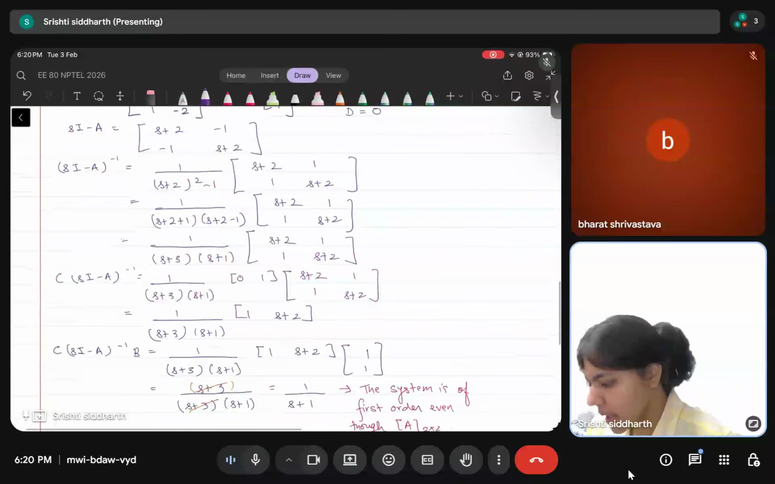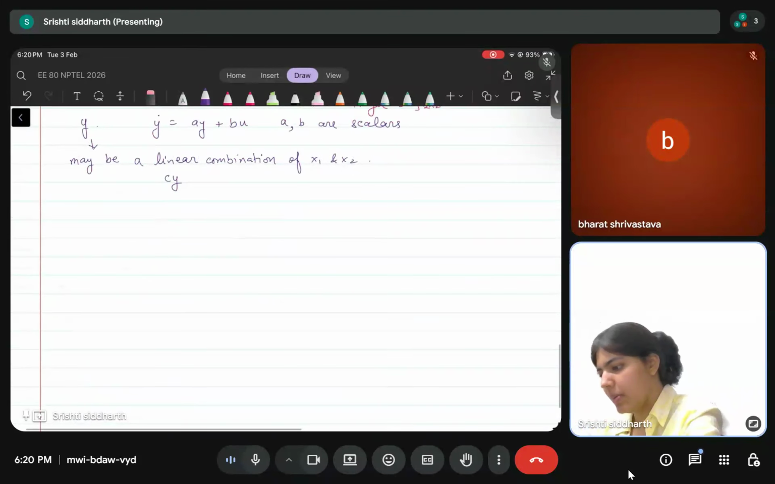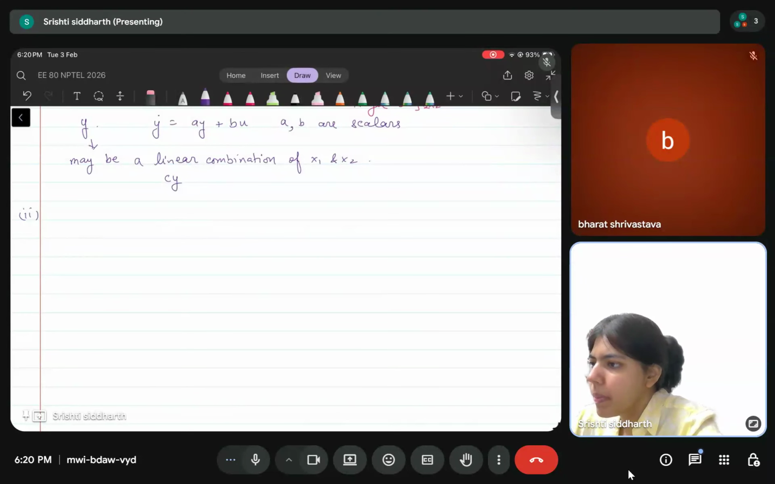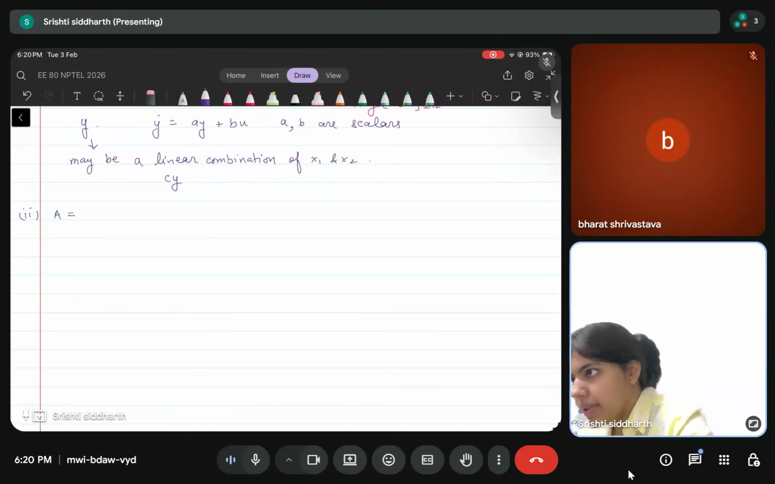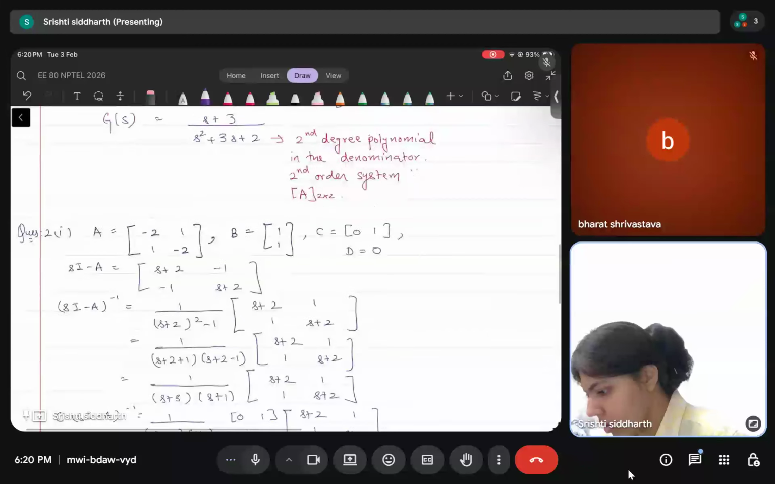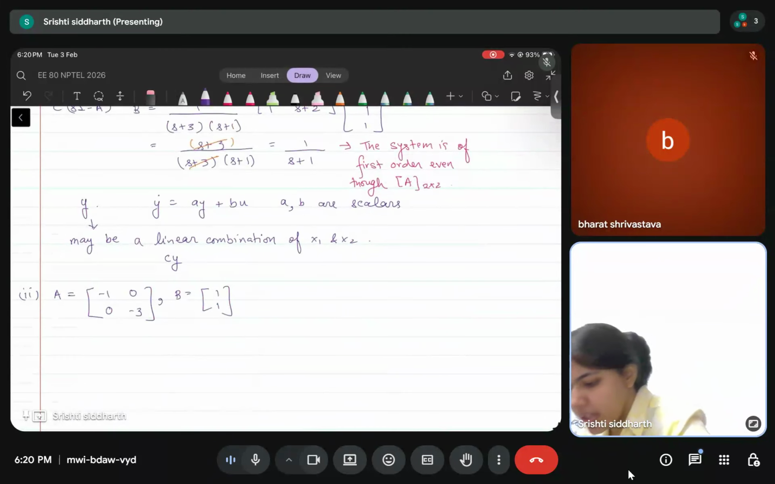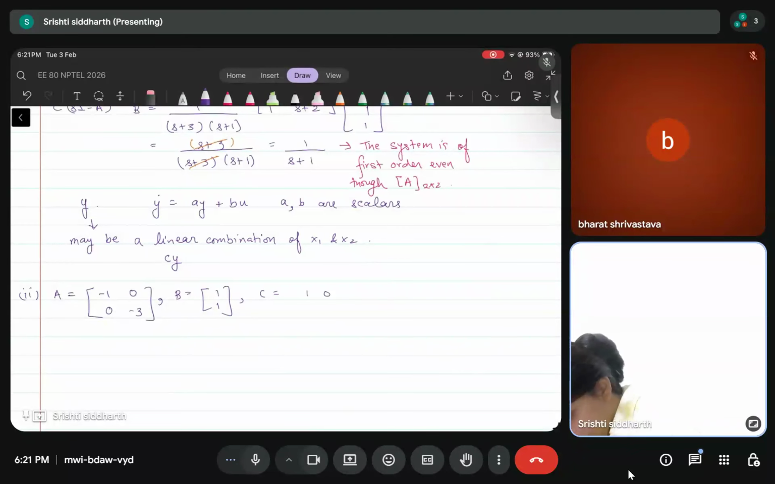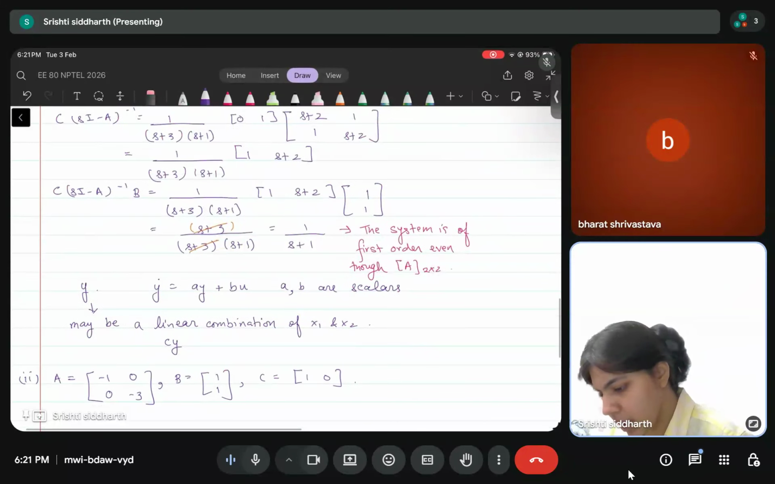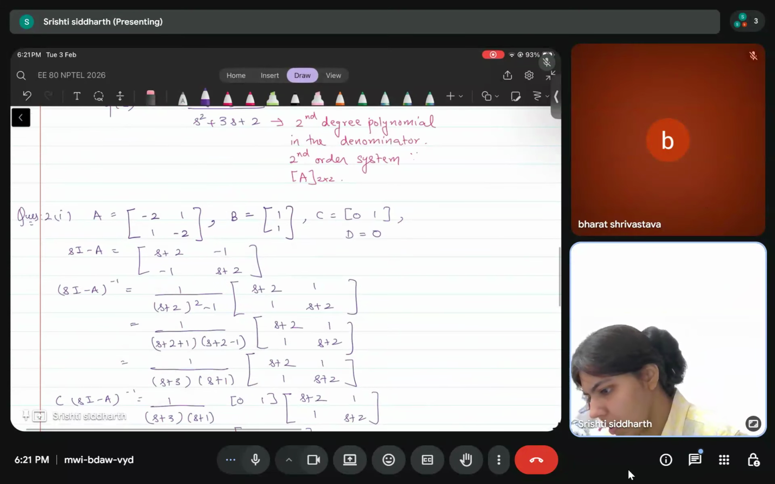Let's look at the second part of this question. We again have the ABCD matrices. A is -1, 0, 0, -3. B is 1, 1. And C is 1, 0. So I think A and C are different as compared to part 1. Yes.